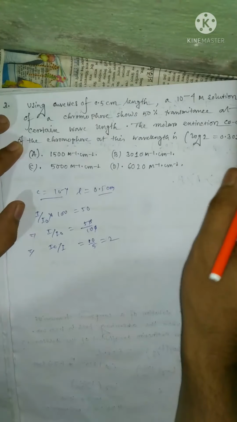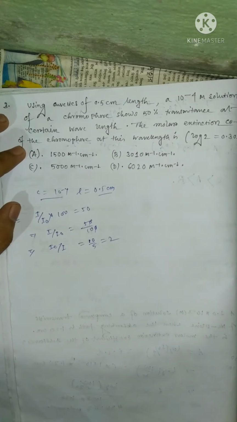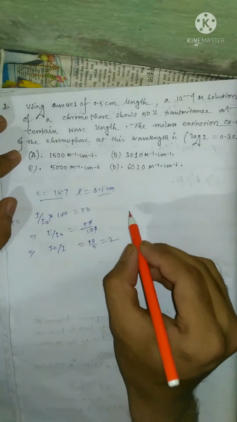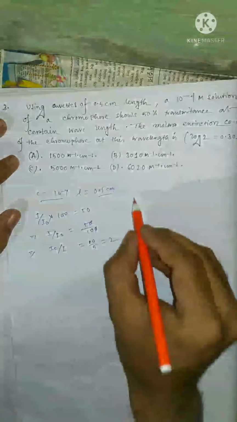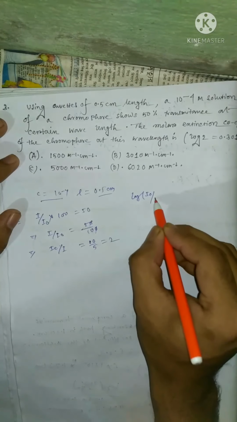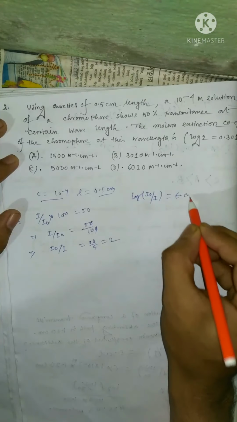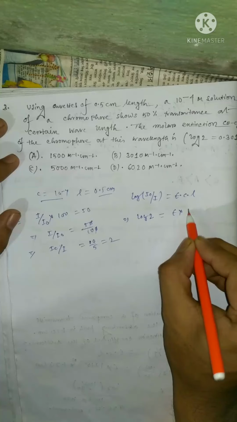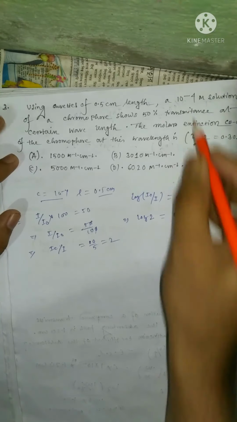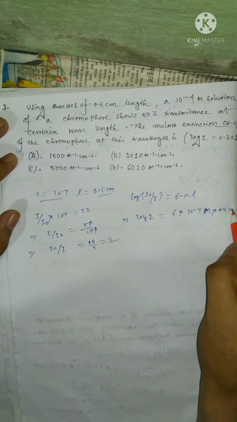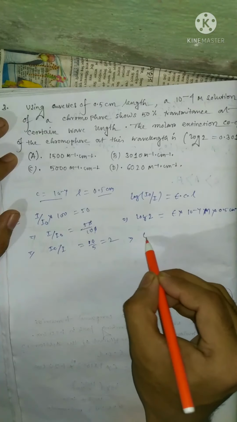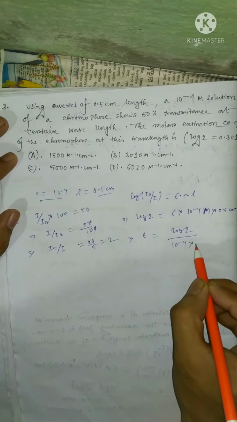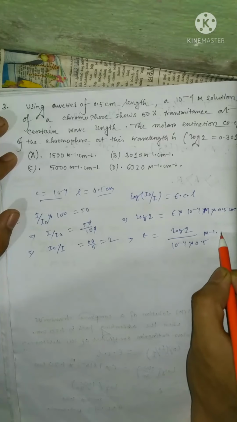At a certain wavelength, the molar extinction coefficient is asked. By the Lambert-Beer law, log I naught by I equals epsilon C L. So log 2 equals epsilon times concentration 10 to the minus 4 molar times length 0.5 centimeter. So epsilon equals log 2 by 10 to the minus 4 into 0.5 molar inverse centimeter inverse.